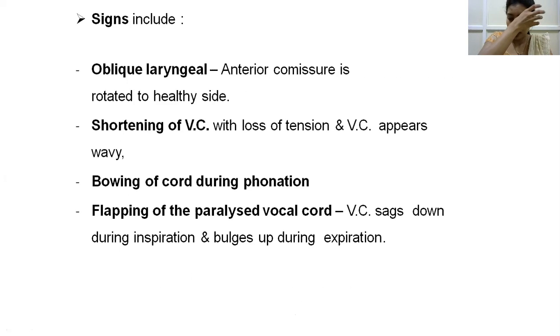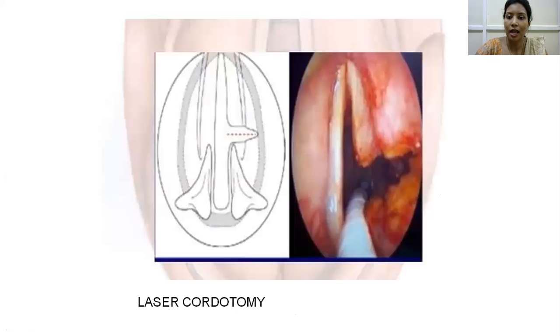So what signs do you see? Since the tensor of this side is lost, the tensor of the opposite vocal cord tends to take over. This gives a change in the direction of the anterior commissure. So what is the anterior commissure? This is the anterior commissure. So let's say that this cord has a unilateral superior laryngeal nerve paralysis. So tension is lost. This is very tense. So what does it tend to do? It tends to turn the anterior commissure towards itself. So the inlet of the larynx, instead of being straight, it becomes oblique.